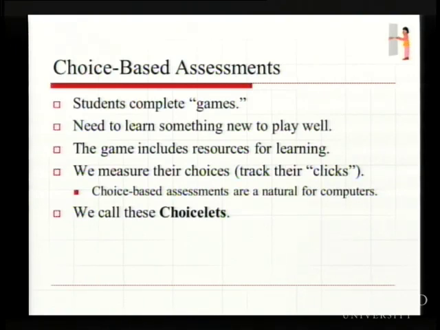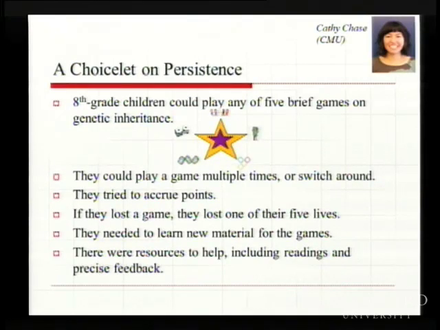Right? And so here's an example of one that was on persistence. These eighth grade children could play any of five brief games on genetic inheritance. So they're basically traveling to planets and playing games that involve Punnett squares. And they could play the same game multiple times, or they could switch from planet to planet anytime they wanted. And they tried to accrue points. If they lost a game, they lost one of their five lives.